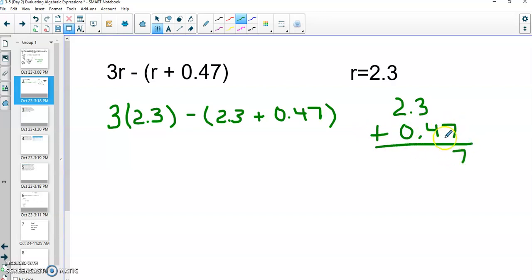So we have 7, because there's a 0. 3 plus 4 is 7. Bring down my decimal point. 2 plus 0 is 2. So I have 2 77 hundredths.